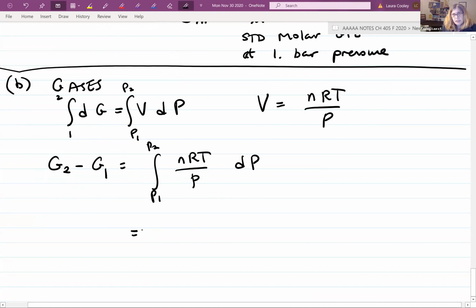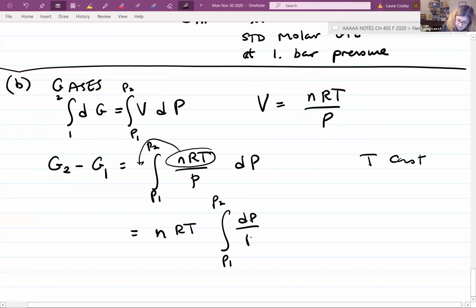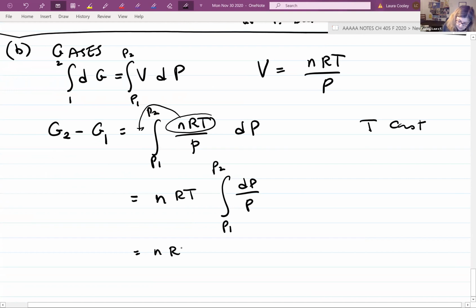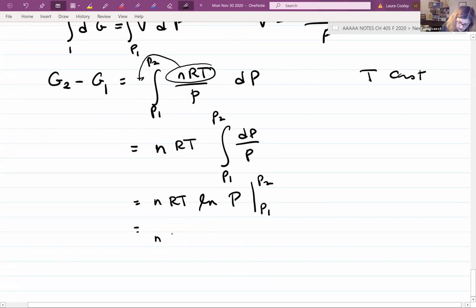And we've integrated this thing a million times, so we really know how to do it. We take the nRT out, temperature is constant. And it's just the natural log, the integral of dP over P. But we have to evaluate that from P1 to P2. So this is nRT log of P2 minus P1. And that's our G2 minus G1.